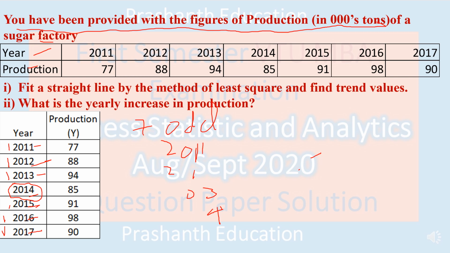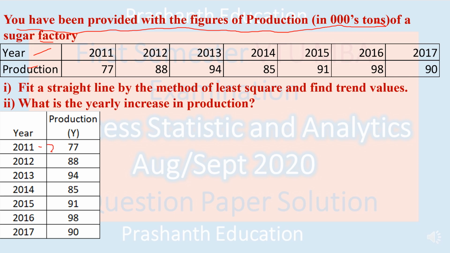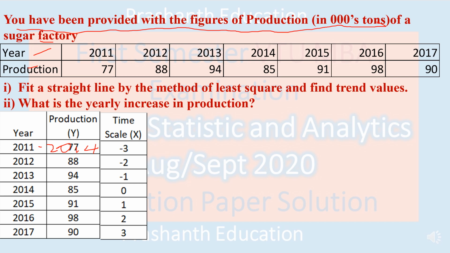Since this is an odd number, I am going to take 2014 and subtract 2014 from all these numbers. For example, if I take the first one, 2011 minus 2014, it will be minus 3. Similarly, minus 2, minus 1, 0, 1, 2, 3. So we got the time scale.